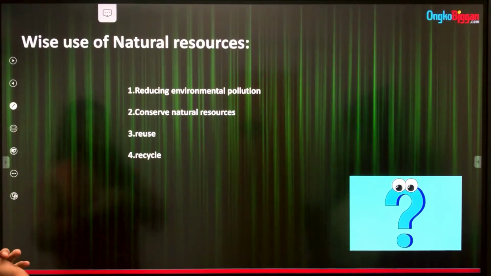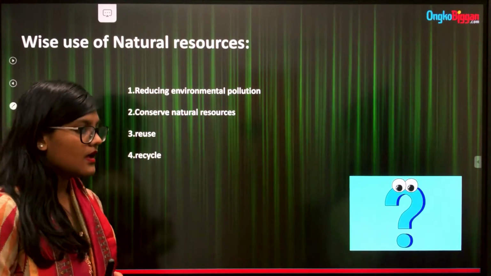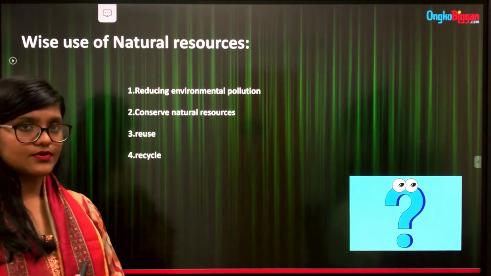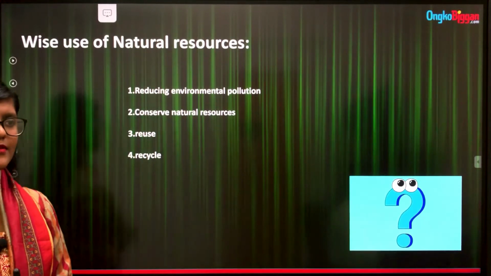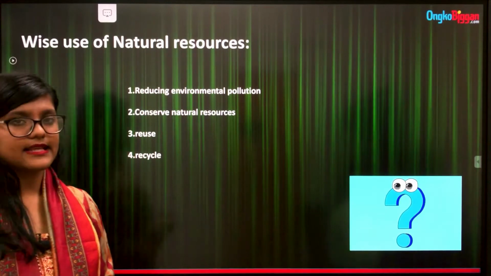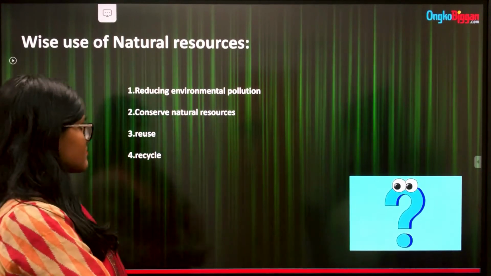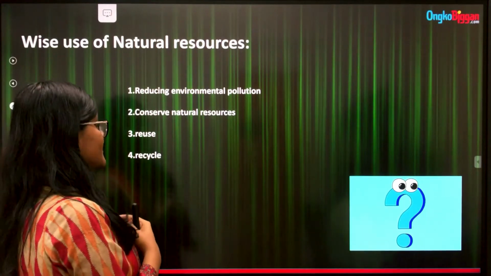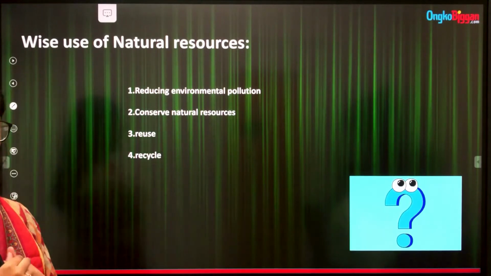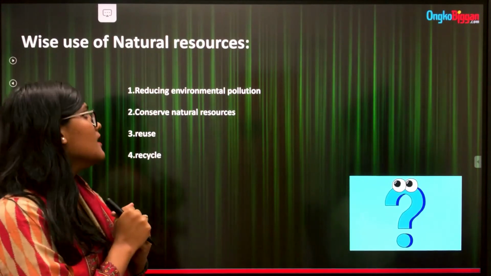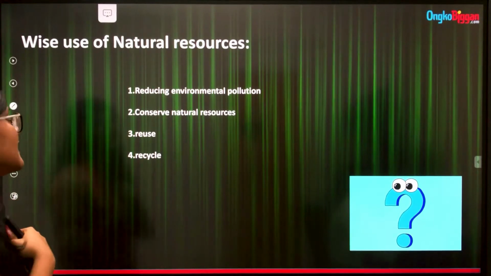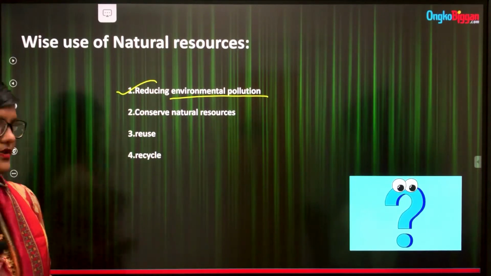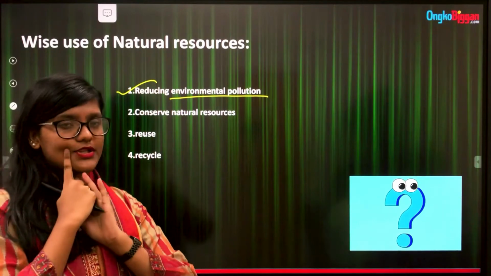So, wise use of natural resources. We have learned that natural resources are those resources which are obtained from nature. Some resources are very limited, and some are unlimited. We have to use these natural resources wisely, because by improper use of natural resources, we can face problems like environmental pollution.